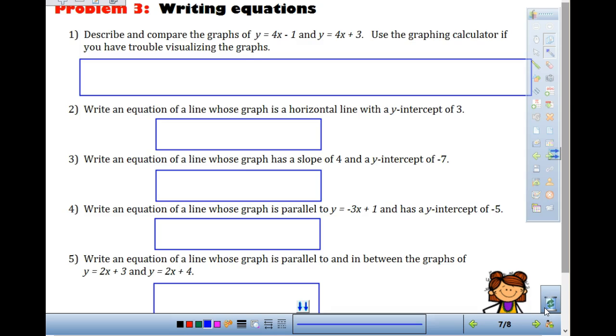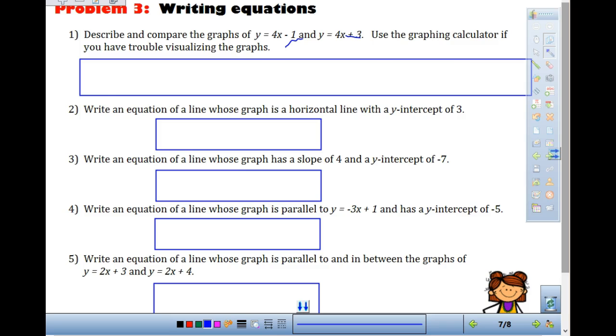It says describe and compare the graphs of y equals 4x minus 1 and y equals 4x plus 3, using your graphing calculator if you have trouble visualizing. What do we know about those? What's the same in those two equations? Yeah. They both have 4x. So they both have a slope of 4. And what are their y-intercepts? The first one is negative 1 and the other is plus 3.